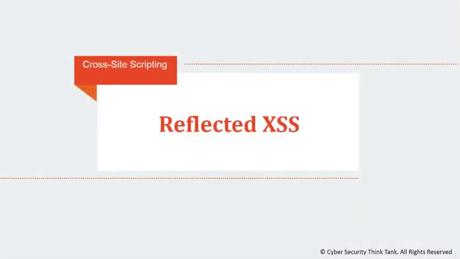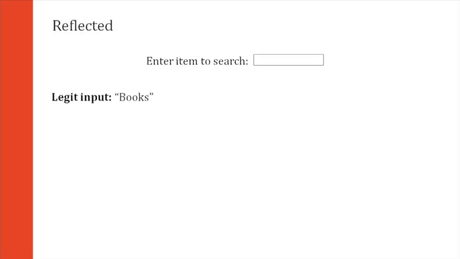So let's talk about the reflected cross-site scripting. That's the first one, very common. So how does that work? Here is the scenario. We have a box in our web application where we're about to search for an item, any item. Let's say that we put books in order to search for this item in the database.